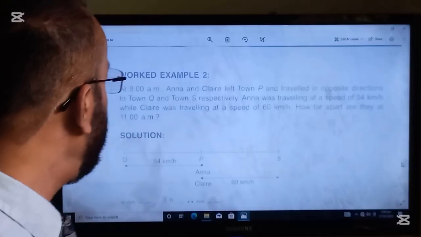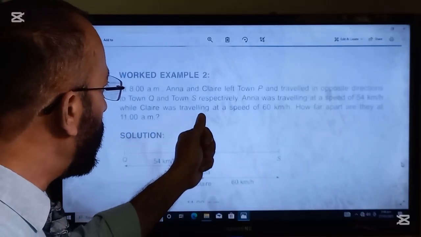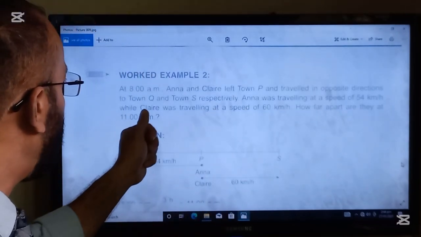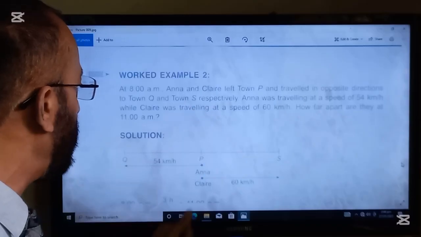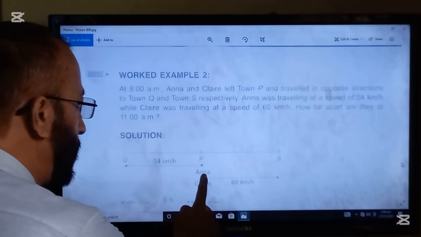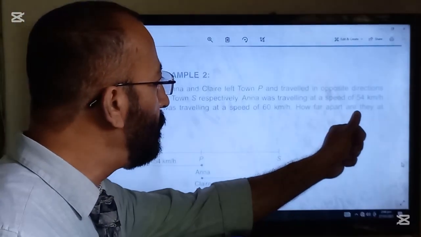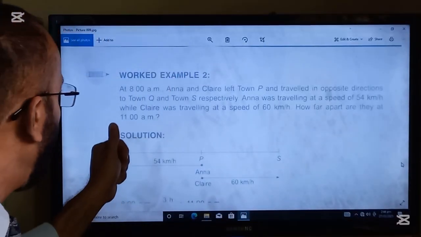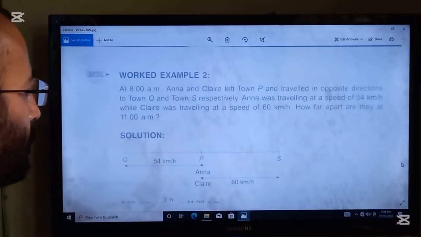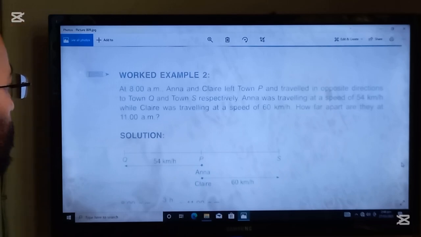And another question is here. At 8 a.m., Anna and Claire left town P and traveled in opposite directions to town Q and town S respectively. So this is town P. One is going towards town Q and the other is going towards town S. Anna was traveling at a speed of 54 km per hour, while Claire was traveling at a speed of 60 km per hour. How far apart are they at 11 a.m.?